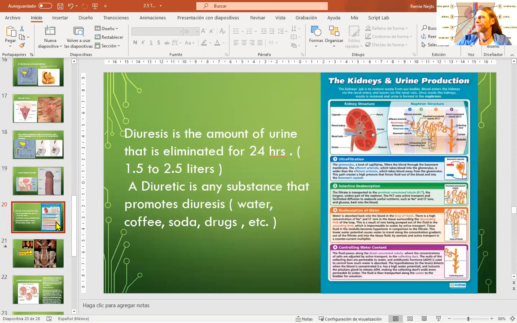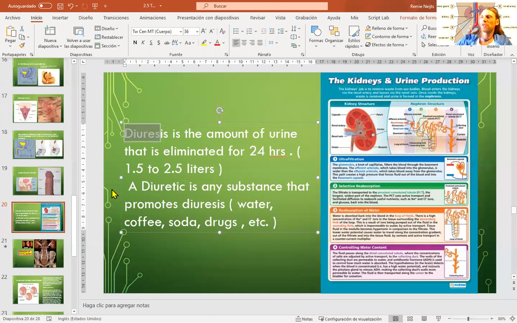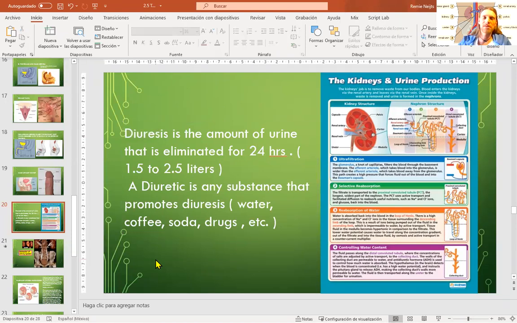Okay, so diuresis is the amount of urine that we produce. It's about 1.5 to 2.5 liters a day. And there are substances that promote diuresis. You all know that if you drink a lot of coffee or a lot of alcohol, this increases diuresis. There are foods that make you urinate more. We call these diuretic products.